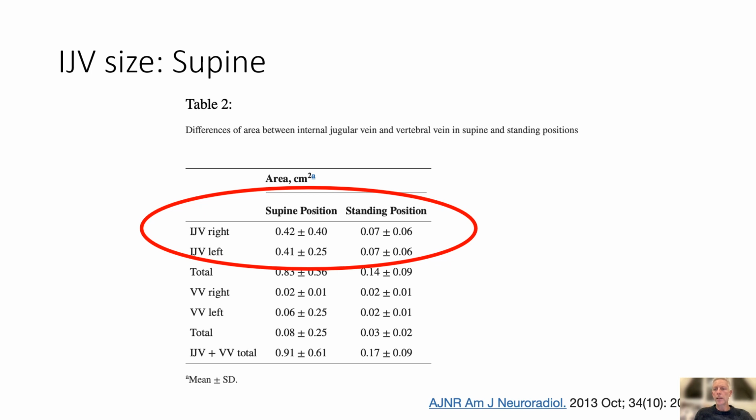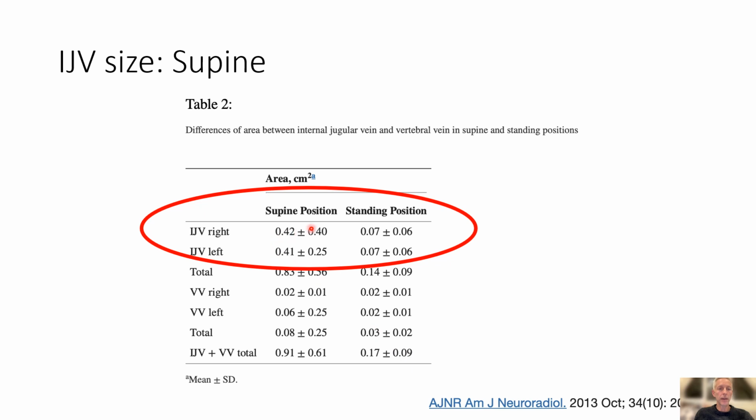Further to the study discussed on the previous slide, the investigators in this study documented the size, area, and flow through the IJ in the supine position versus the standing position. The subjects were 25 young, healthy volunteers. Presumably they had normal CVPs.